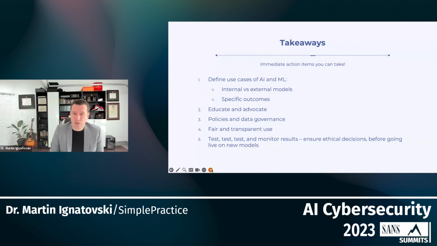And start educating and advocating either for the use or against the use, depending on the use case of your AI and ML models. Develop your data governance policies, and make sure people understand them, not just see them on a shelf where they collect a lot of dust over time. Make sure that if you develop your models, they're fair in their decision-making process and there's transparent use either of the algorithms or the process behind. And finally, test and monitor results, because at the end of the day, you want to make sure that certain things are done in an ethical way before you go live on any models or you use those models to make decisions for your business or yourself, for that matter. So I'll stop there.